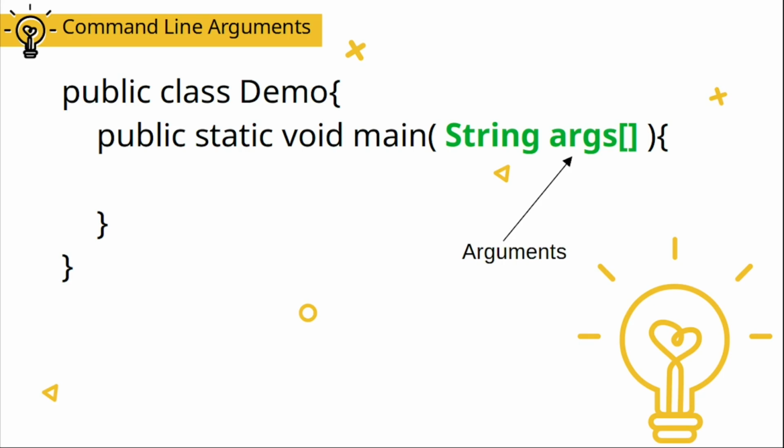Here, args stands for arguments. The square bracket at the end of the argument denotes an array, and the String at the beginning indicates that the type is string. Therefore, String args square brackets denotes that command line arguments are passed as a string array. Now let us understand this with the help of an actual program.